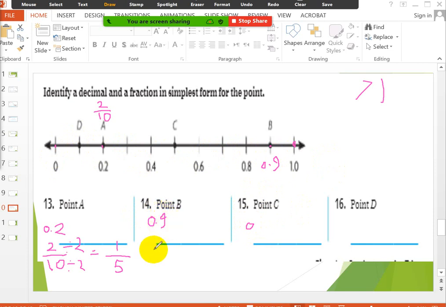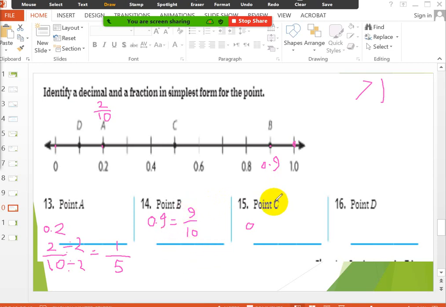What about the fraction? How will I write 0.9 as a fraction? 9 is in the tenths digit. If I want to write it as a fraction, it will be what? It will be 9 over 10. Okay? Look, is this fraction in the simplest form or not? Yes, this is in the simplest form because there is no common factor between 9 and 10 other than 1. Okay? So I will keep it as it is.